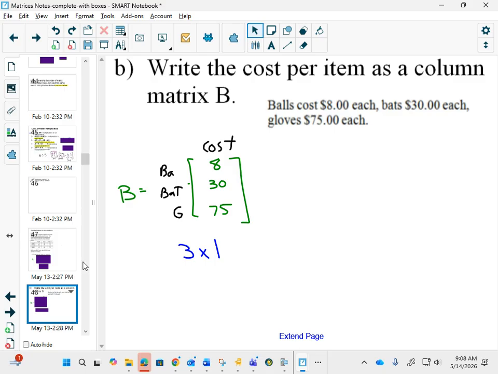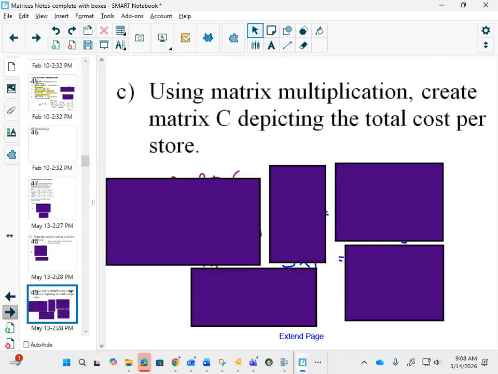And now we're going to see the beauty of matrix multiplication. Using matrix multiplication, create a matrix C depicting the total cost per store.